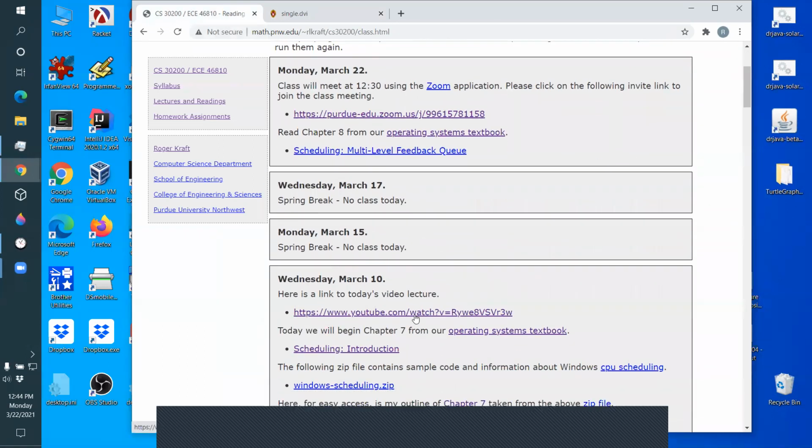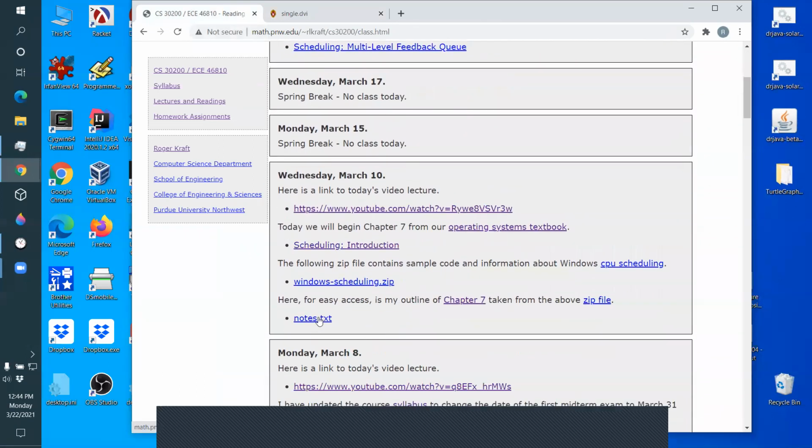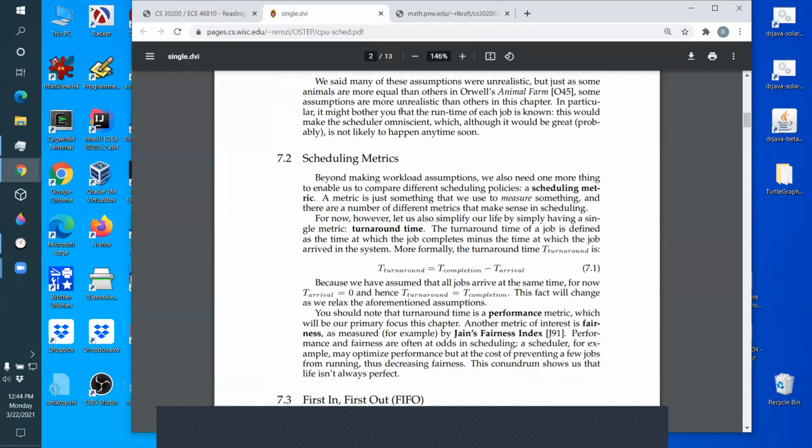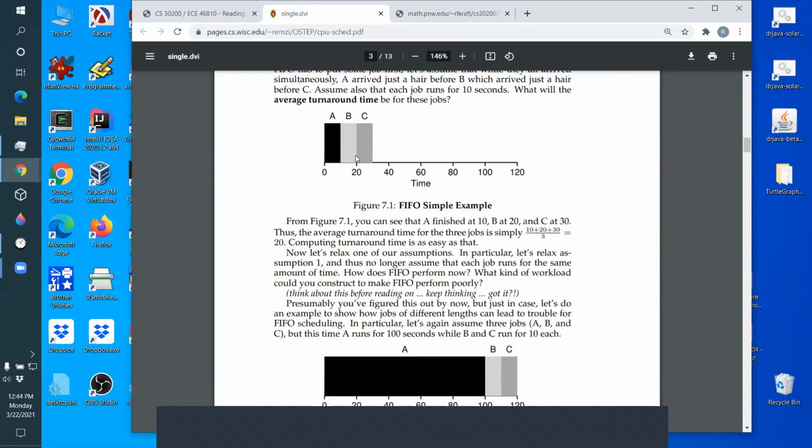Okay. All right. Oh, and then I have these notes up here. This is my kind of outline of the chapter. So remember, the whole point of scheduling is that we make assumptions, we choose metrics, and we choose an algorithm, and then we analyze. Today we're going to make assumptions, choose a metric, choose an algorithm, and do an analysis. The analysis basically comes down to one of these timelines. This is an analysis of an algorithm using certain assumptions.